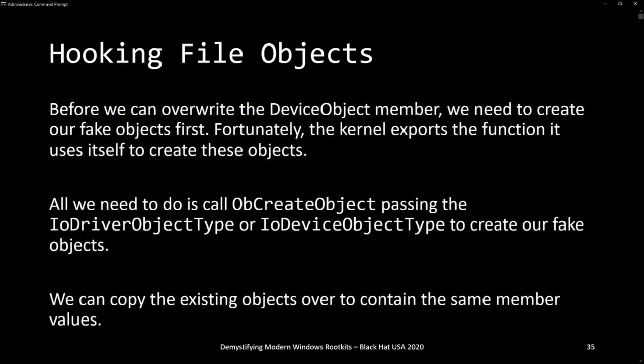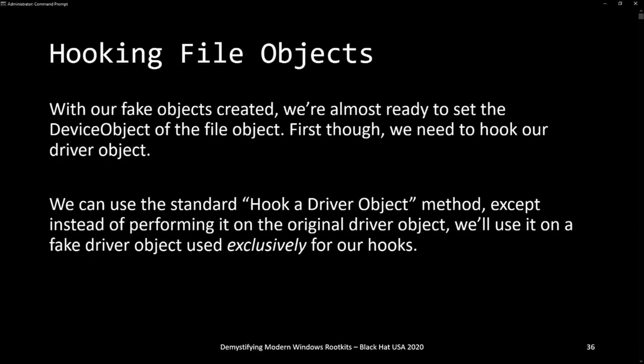So before we can overwrite the device object member, we need to actually create our fake objects. And fortunately, the kernel actually exports the function it uses to create these objects itself. So all we need to do is call ObCreateObject with the IoDeviceObjectType or IoDriverObjectType, depending on what object you're creating. Once you've created the objects, you can just simply copy over the existing values. So with our fake objects created, we're almost ready to set the device object of our file object.